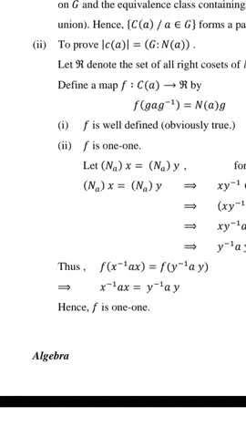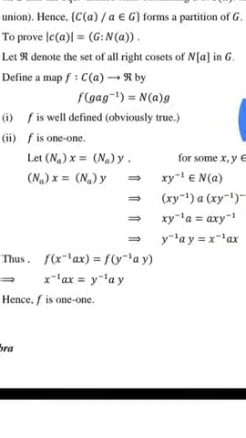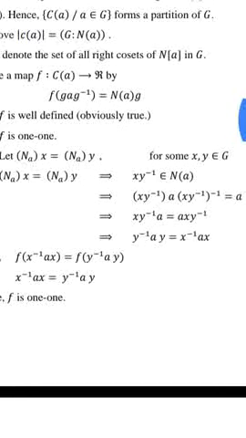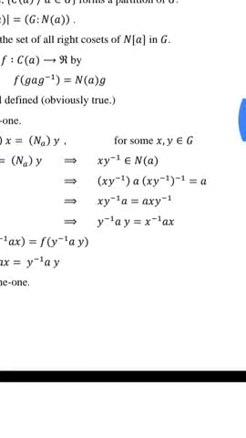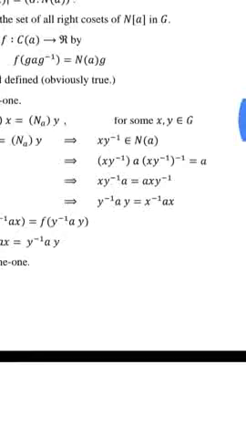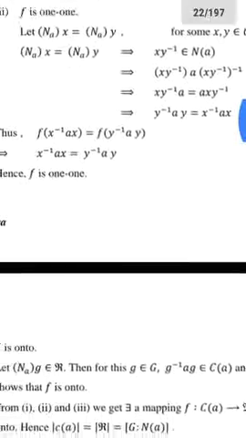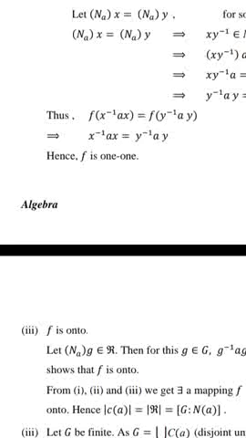f is well defined, obviously true. f is one-one: that is, N(a)x is equal to N(a)y. Therefore, x y inverse belongs to N(a). Therefore, x y inverse a is equal to a x y inverse. Therefore, y inverse a y is equal to x inverse a x. Therefore, f of x inverse a x is equal to f of y inverse a y implies x inverse a x is equal to y inverse a y.